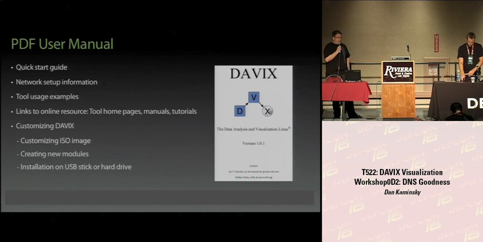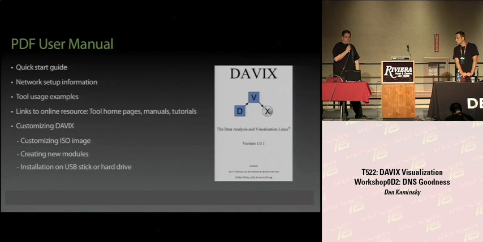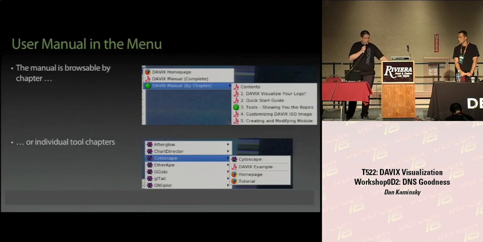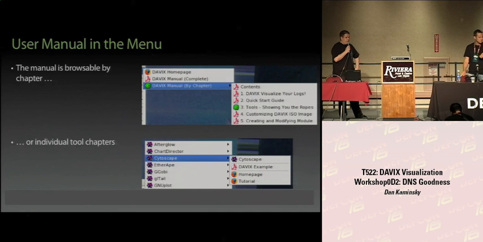Let's have a look at the PDF manual next. So it contains a quick start guide, information about setting up the network like wireless access, then links to external resources, and probably the most interesting part is all the customizing things like how to create custom ISO images, creating new modules, or installing things on USB stick or hard drive. The manual is organized the following. You can access it on a global level, like you say, I want to see the whole manual, or you say, okay, I just want to have a look at a certain chapter in the manual.